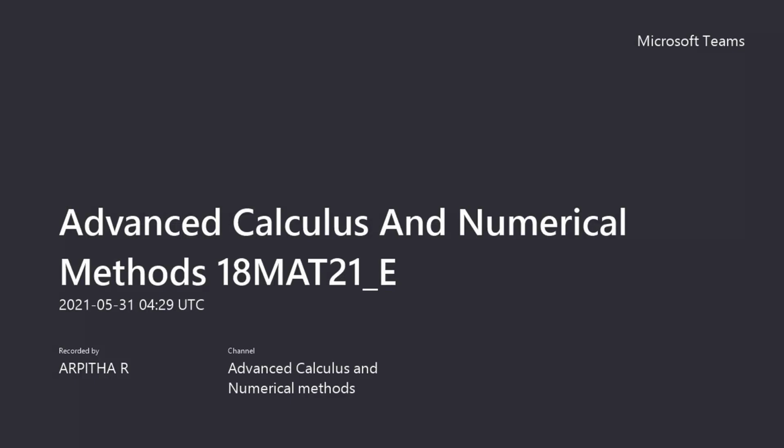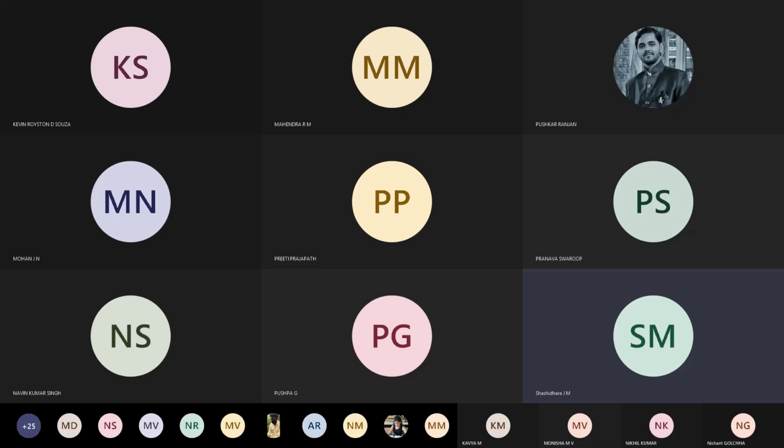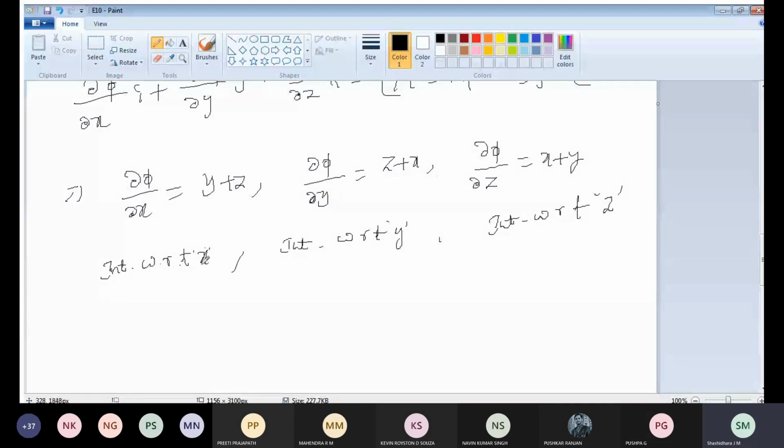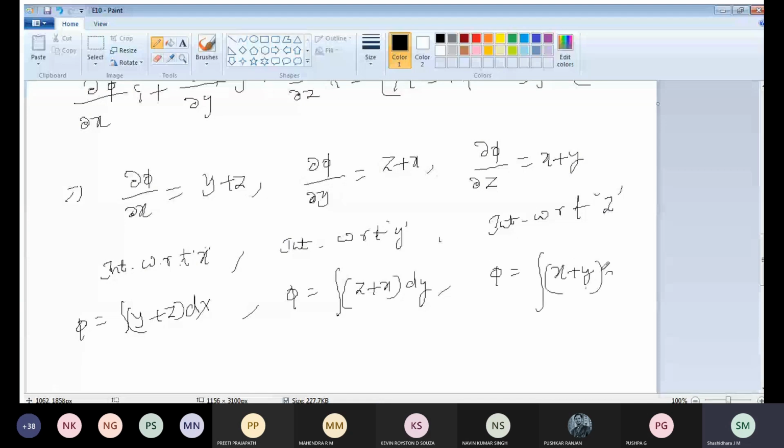x and y are constants. Okay, so first I'm going to simplify the first equation. When you are integrating with respect to x, you will get phi equal to the integral of y plus z with respect to x. Here also, phi equal to the integral of z plus x with respect to y, and then phi equal to the integral of x plus y with respect to z.